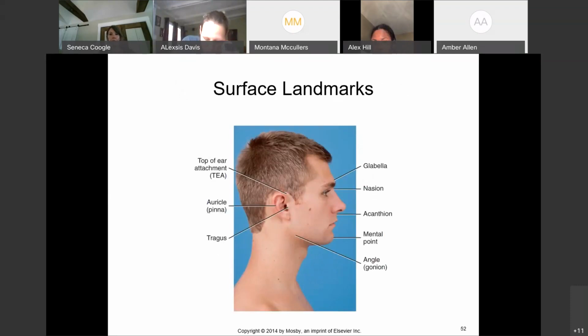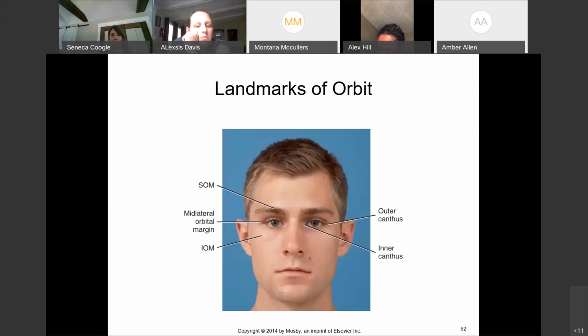All right, there's your surface landmarks, your TEA, top of the ear attachment, your auricle, the tragus. Again, you guys know the glabella, nasion, but the more you hear this, the more it just becomes part of your vocabulary. Acanthion, mental point, and the gonion. Now, I just left this slide in here, landmarks of the orbit, because it's still helpful for other cranial imaging. Your midlateral orbital margin, outer canthus and inner canthus. So inner is the inside of the eye, outer is outside, IOM.